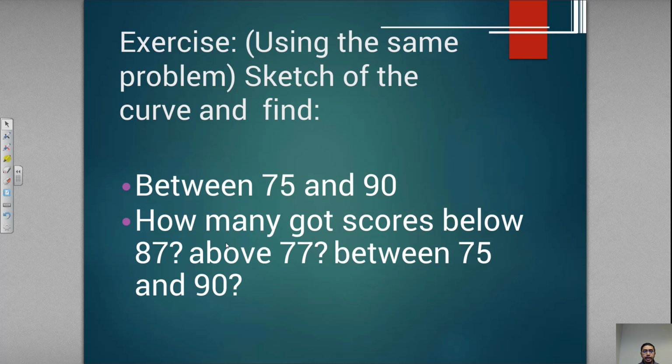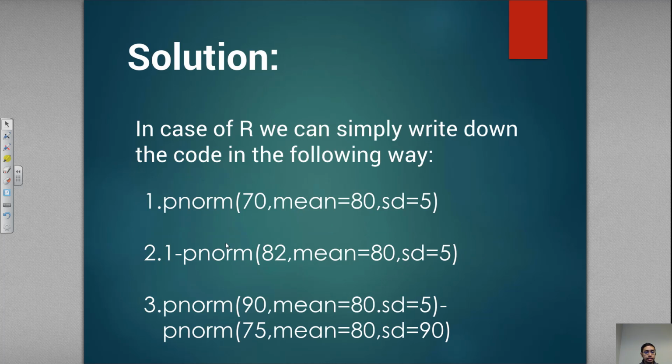Another exercise is to use the same probability scale, sketch the curve, and find the probability between 75 and 90, and how many got scores below 87 and above 87. In all these cases, we can again calculate the z-scores and then use the normal distribution table, or we can use R directly.